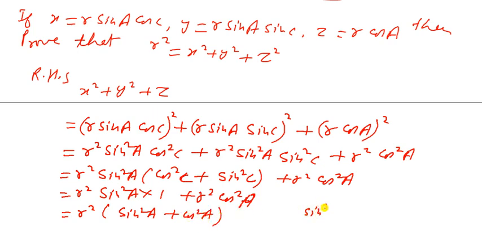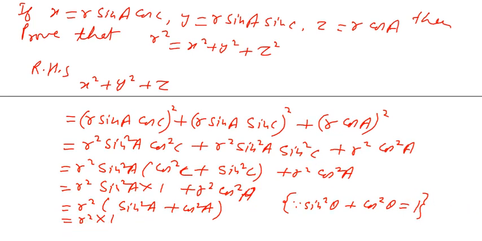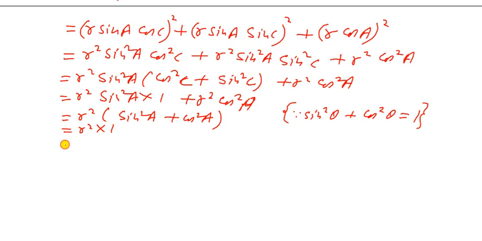Now r square is common in both terms, so we get sin square a plus cos square a. As you know, sin square theta plus cos square theta is equal to 1. So we get r square into 1, and that is r square only. So that becomes r square, and that is the right hand side of the question, and hence proved.